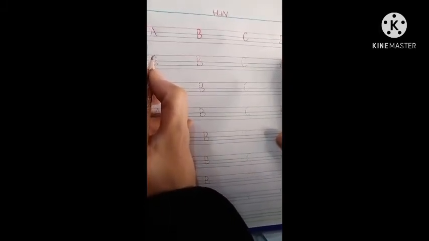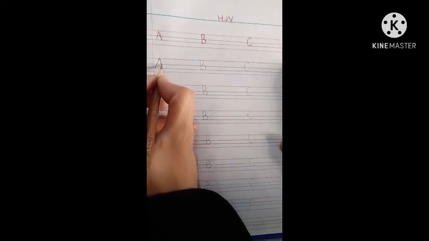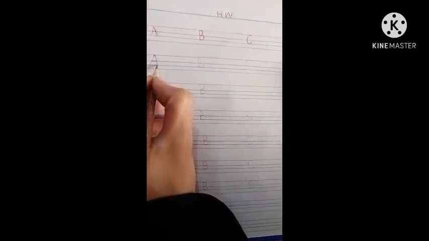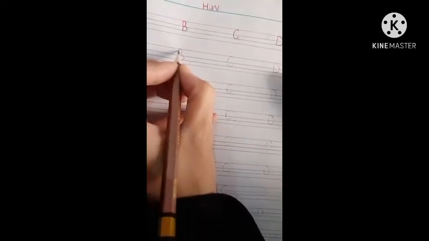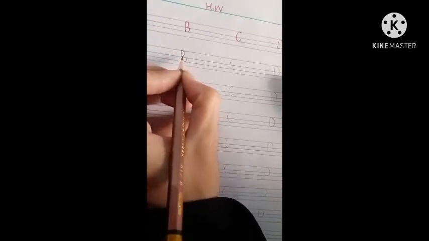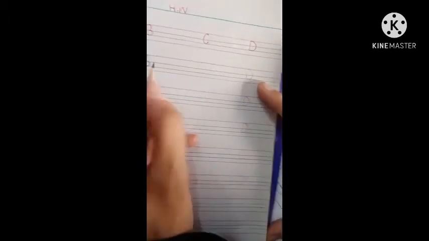Let's start. Draw a slanting line like this, then again a slanting line, then a slipping line, the second line. This is letter A. Draw a straight standing line, then a half circle in first 2 lines, then again a half circle in next 2 lines. This is letter B.